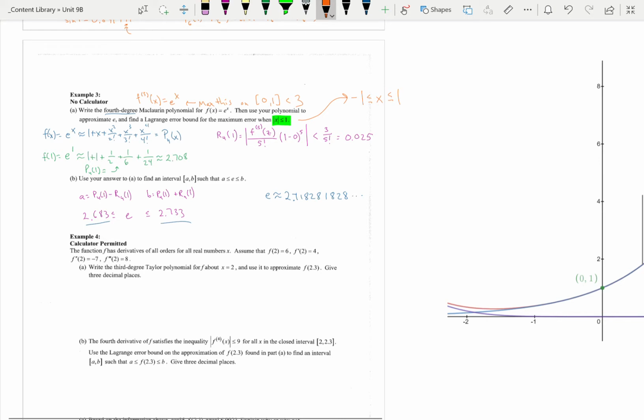Well, I contend that I still answered that question, because if I try to maximize the fifth derivative of the function between -1 and +1, then I'm still going to get 3, right? Because the biggest e to the x is ever going to be on a closed interval is at the largest x value possible. Again, this is an increasing function. E to the x is increasing. So we can safely say that not only is this the maximum error when x equals 1, but this is the maximum error when x equals anything between -1 and +1.